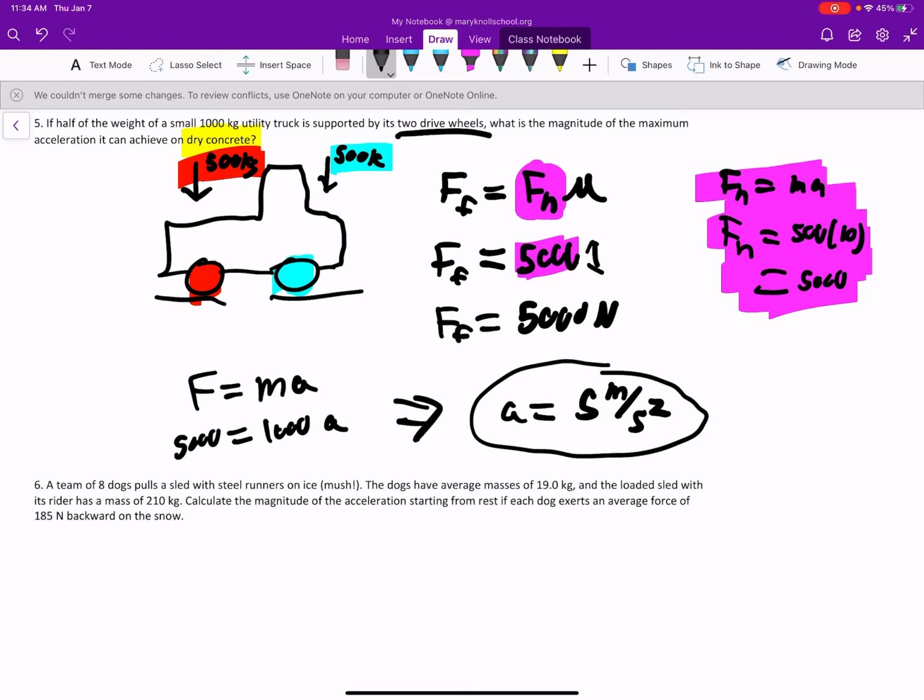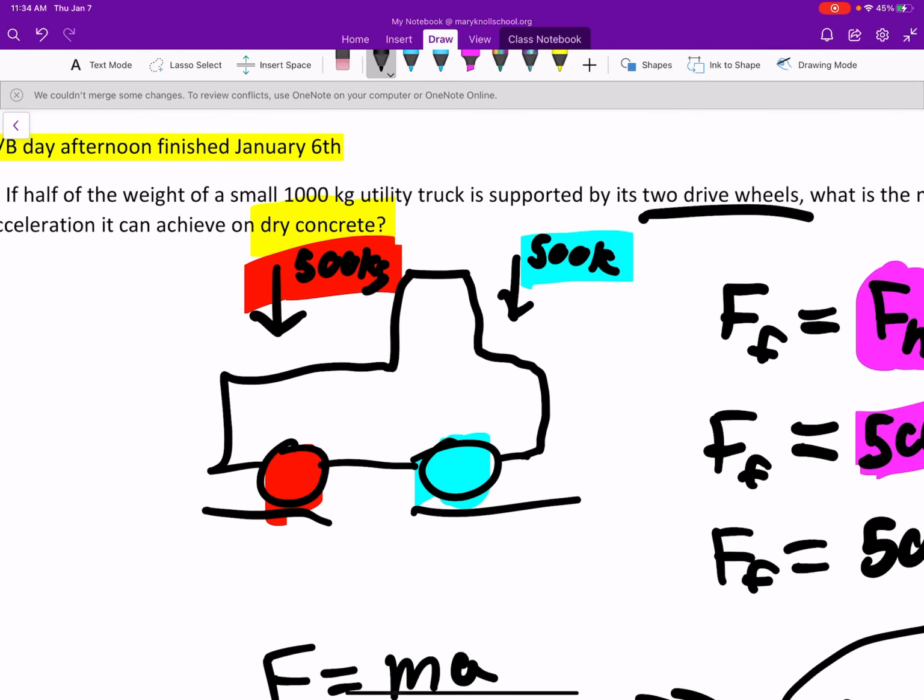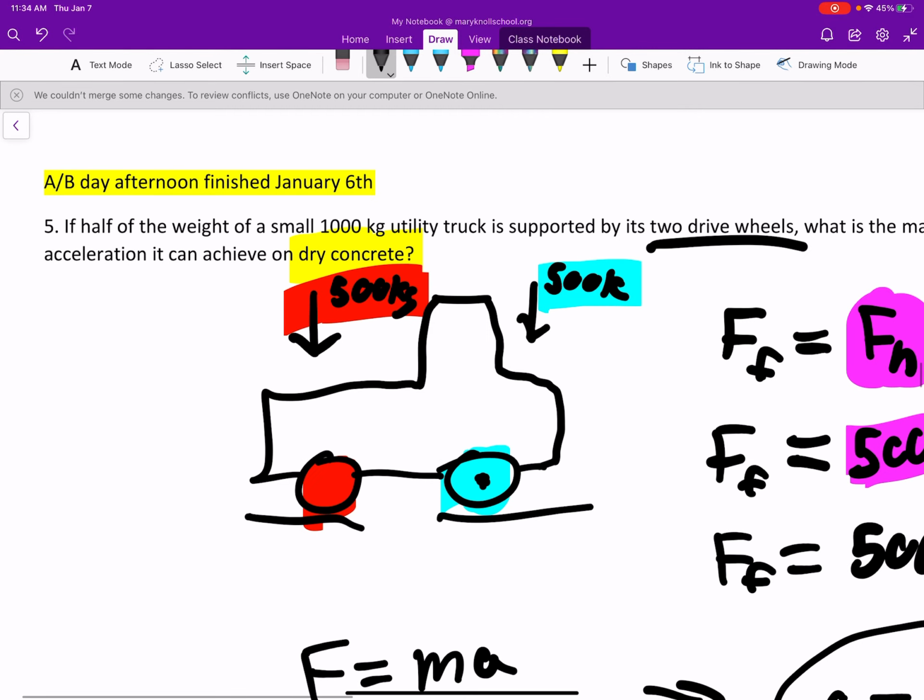All right, so I'm just going to recap on the small things really quick, the details that allow us to solve this problem. First thing, the drive wheels are the red wheels. Those are the only wheels accelerating the truck. These wheels here are just cruising along. This wheel right here is just cruising along. It's just going with the truck, but it's not providing any force on the ground. This red wheel is providing all the force on the ground.